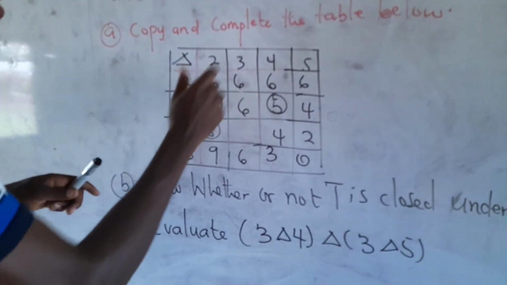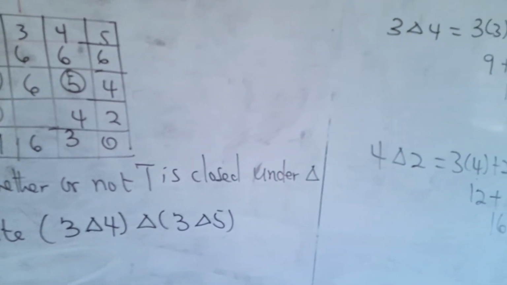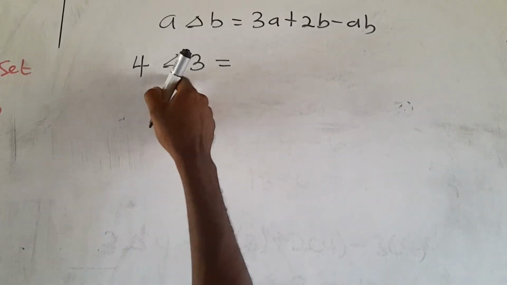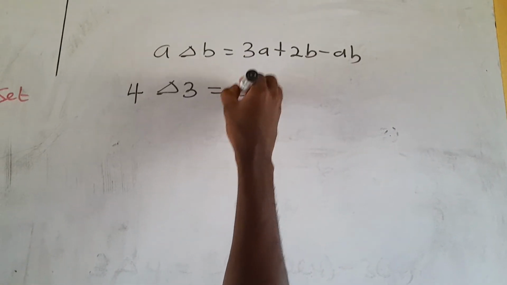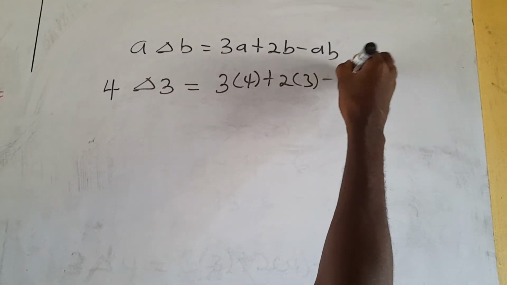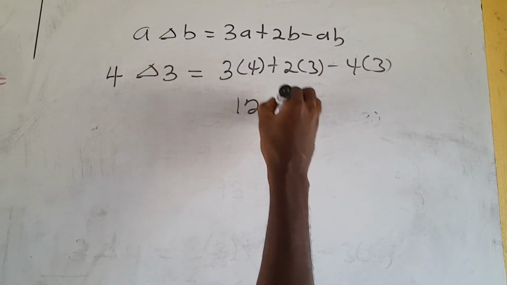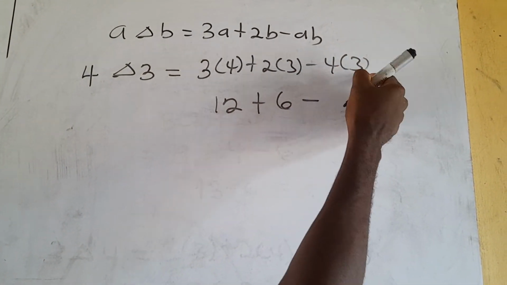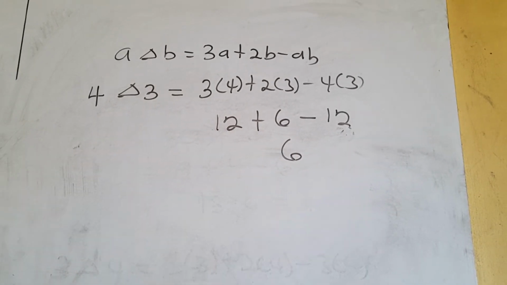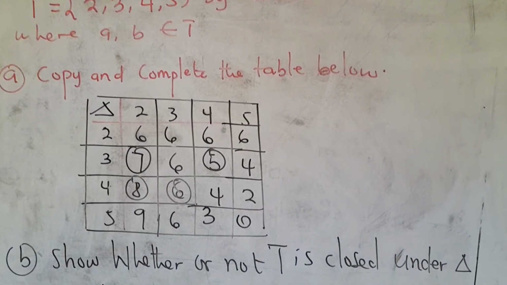The next one is 4 delta 3. So let's find our 4 delta 3. 4 delta 3 will be 3 times 4 plus 2 times 3 minus 4 times 3. 3 times 4 is 12. 2 times 3 is 6. 4 times 3 will be 12. 12 minus this 12 is 0. So that will be 6. So we can write 6 here. So we are done completing the table.